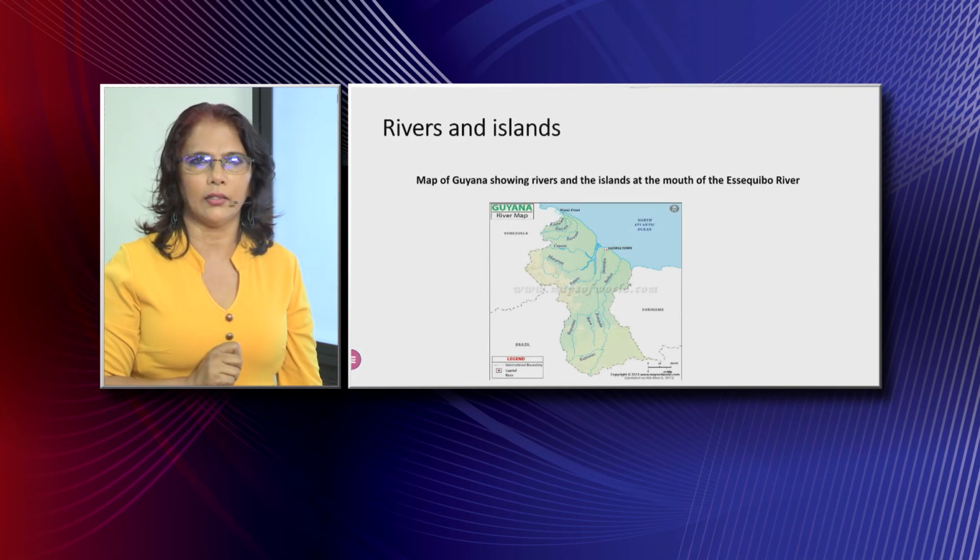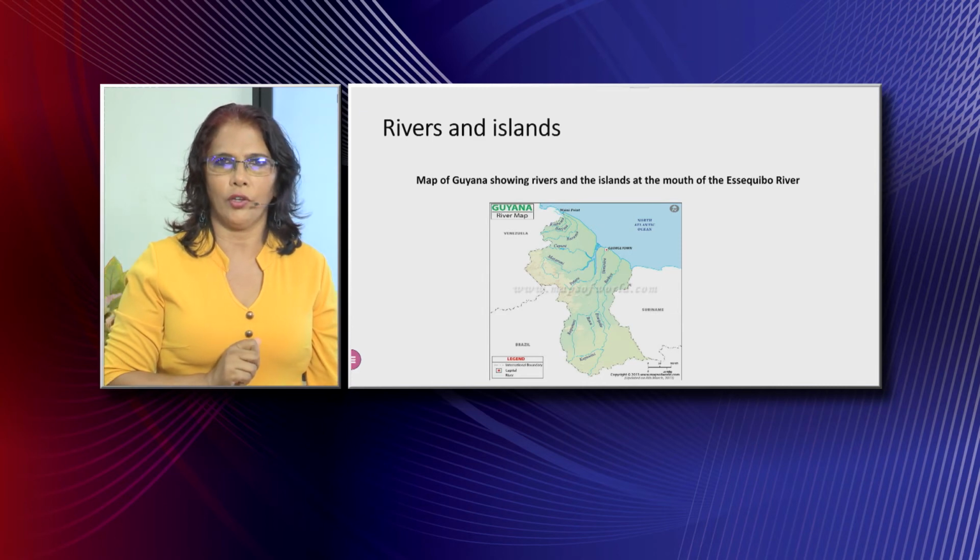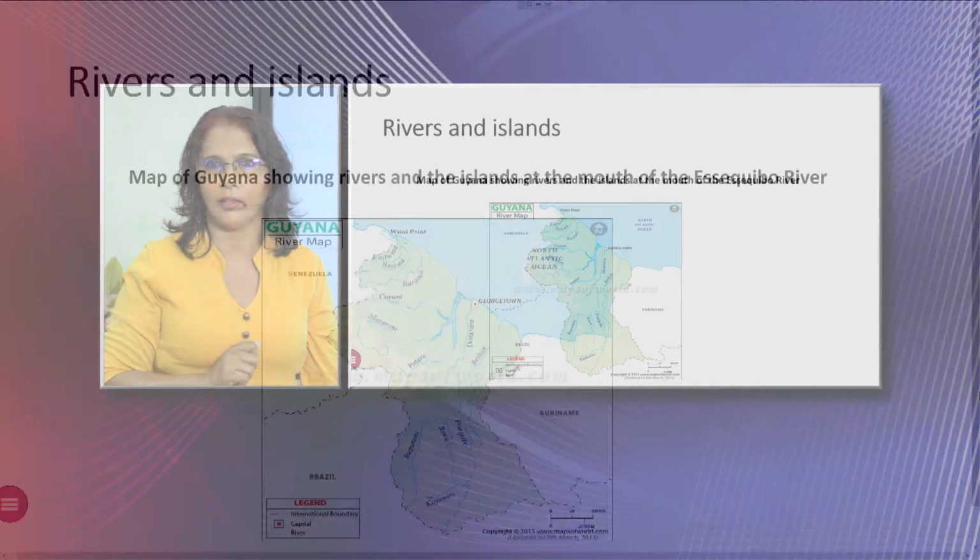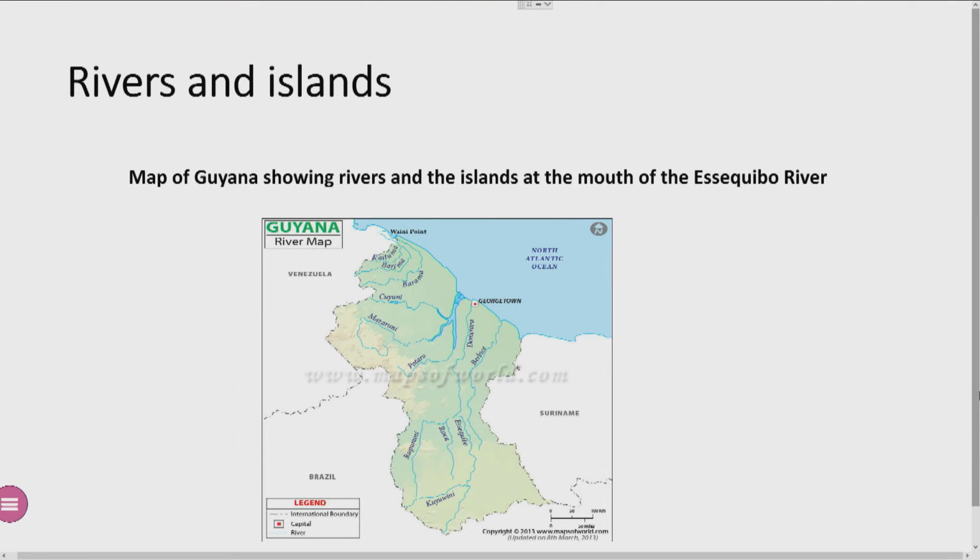Rivers and islands. Map of Guyana showing rivers and the islands at the mouth of the Essequibo River. Now, we have a map here that is showing our main rivers. Remember we said that the three main rivers are Essequibo, Demerara, and Berbice. And at the mouth of the Essequibo River, you can see those tiny dots there. Those are the islands there. And two of them are Wakenaam and Leguan.